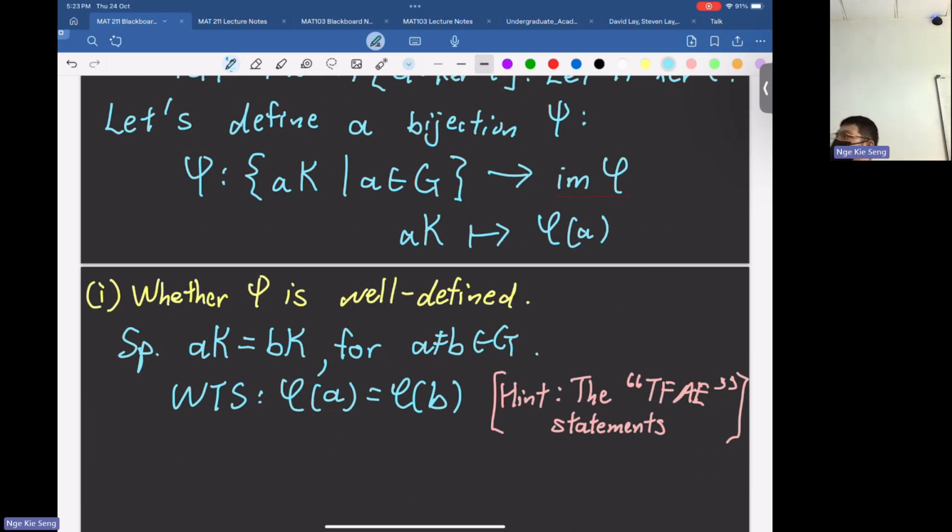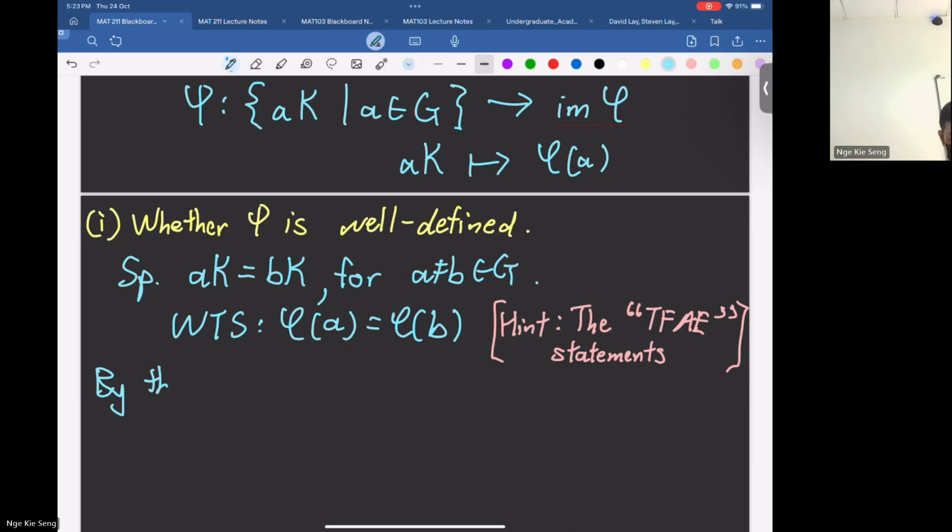Okay, can you recall the TFAE statement there? What do you know if two left cosets are the same? If the two left cosets are the same, implies what? By the TFAE proposition last time, what do we know? If the left coset is the same, implies what? Everyone, are you looking? Go back and look, I give you a hint, it means you have to look at this hint. What do you have?